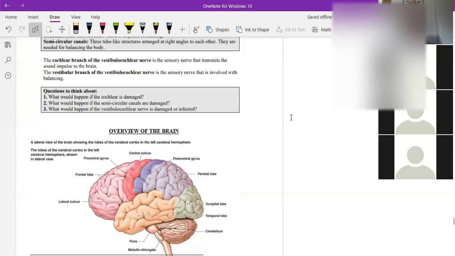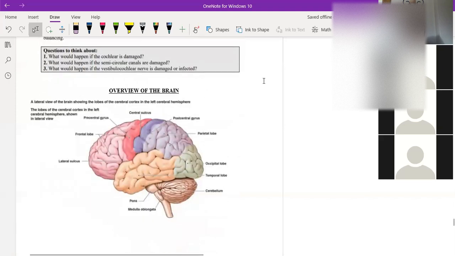Okay, right. So I pose some questions here to think about. What will happen if the cochlea is damaged? A question like this, then you know it's for hearing, so the person will have difficulty hearing. What will happen if the semicircular canals are damaged? You know that they're for balancing, so if there's a problem with that, the person has difficulty balancing.